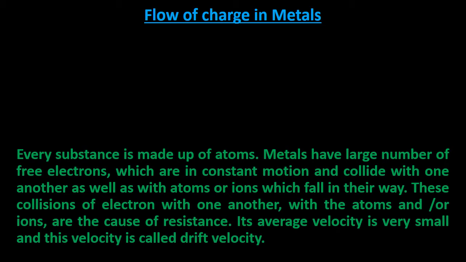So during the movement of free electrons from one point of the metal to another point, they suffer a large number of collisions with one another and also with atoms and ions. These collisions of electrons with one another, with the atoms and or ions, are the cause of resistance. Its velocity is very small, and this velocity is called drift velocity.